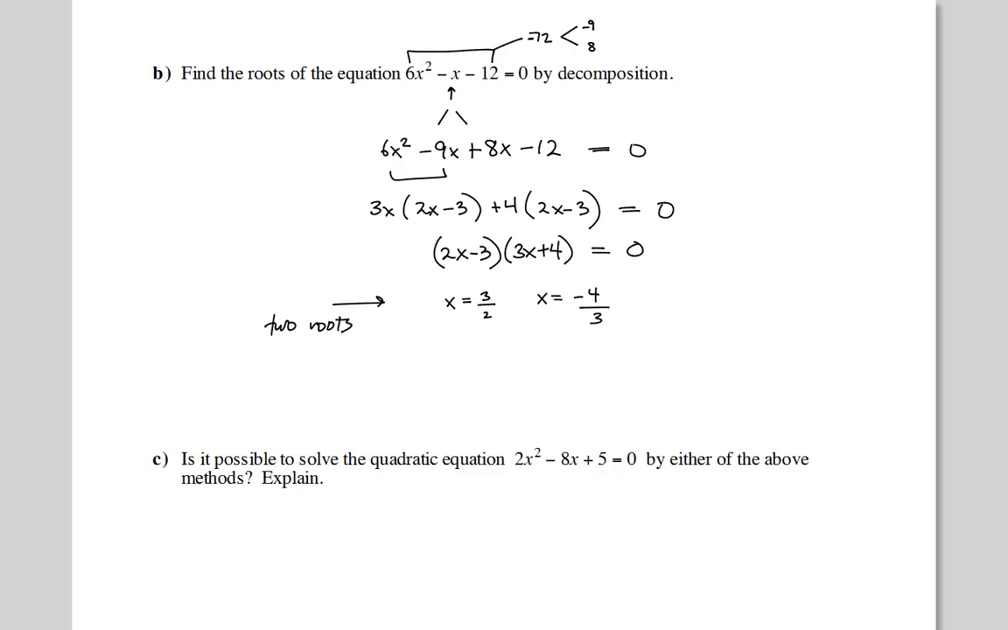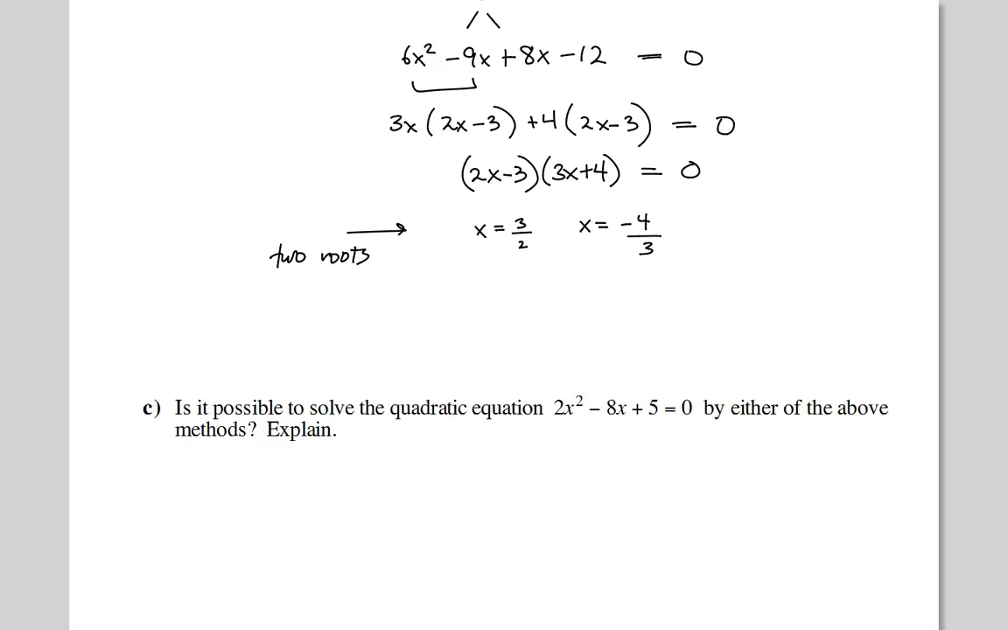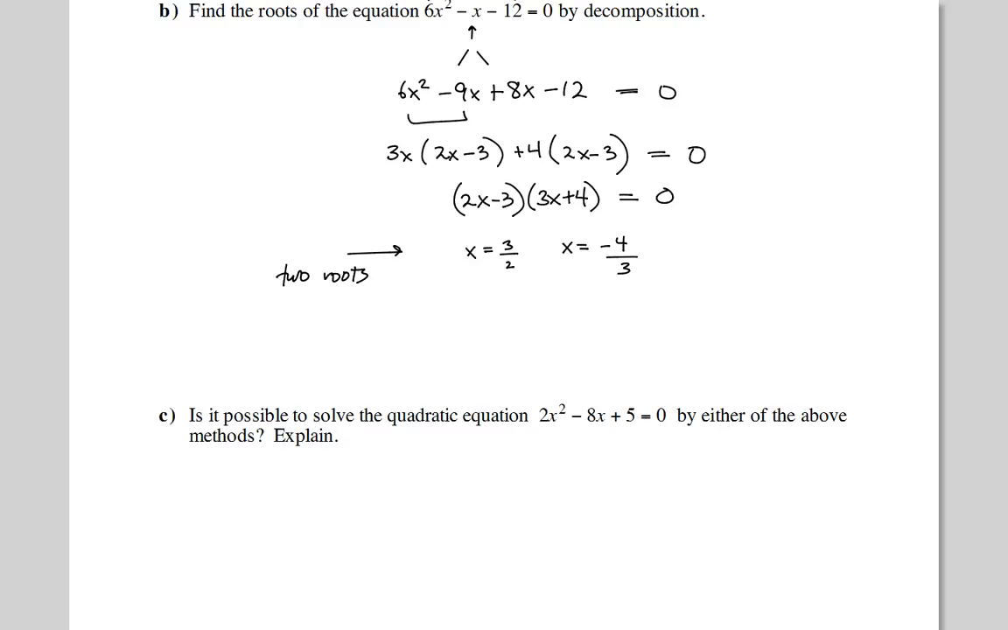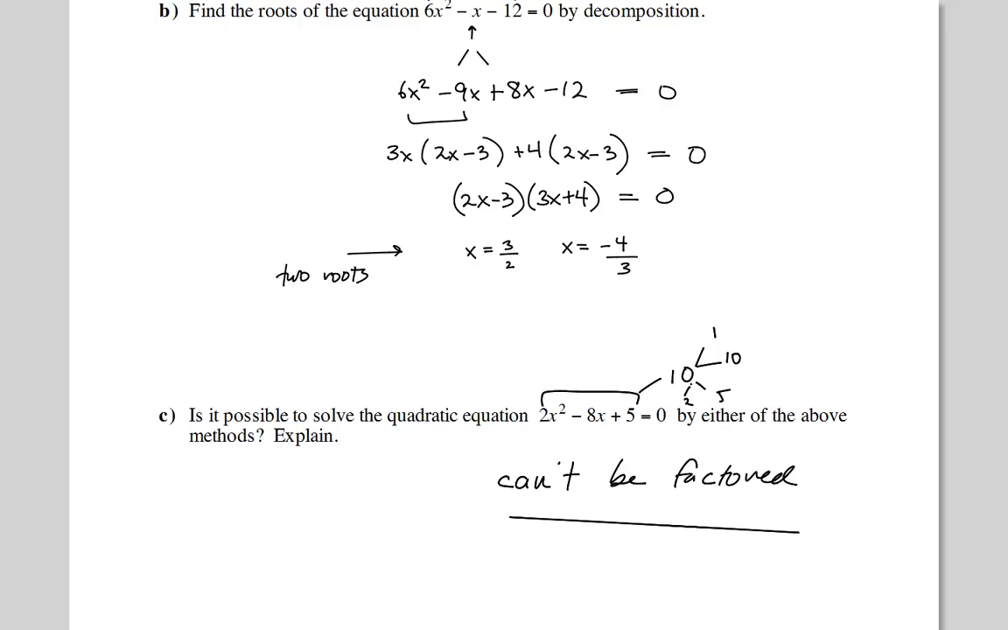Now, heaven forbid you can't factor something, like in the bottom here. So is it possible to solve this quadratic equation? Well, what's the AC value? 10. What factors of 10 are going to give you negative 8? 1 and 10, no. 2 and 5, no. So this can't be factored, and so we need an alternative method. Okay, so if it can't be factored, use quad formula. It is the secret formula.